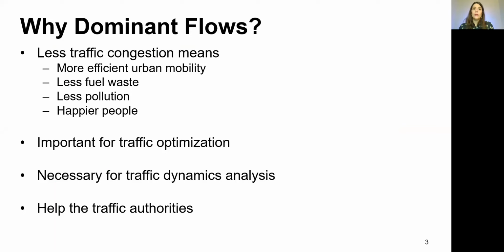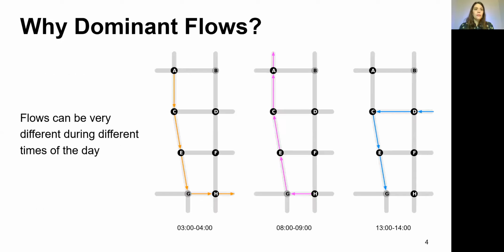So why do we need to identify the dominant flows? Dominant flows can potentially create traffic jams. Having fewer traffic jams can increase the mobility inside cities, help with fuel waste and air pollution problems, and in general make people less annoyed while commuting. Dominant flows are an important aspect in traffic optimization techniques that can give useful information on analyzing the traffic dynamics in cities and help traffic authorities.